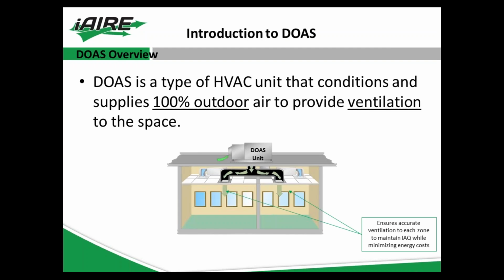So a DOAS unit is an HVAC unit that conditions and supplies 100% outside air. This is going to do all the ventilation to the space. So a true DOAS system is 100% outside air. We will talk about how you may use recirculation or a portion of return air when necessary. iAIRE can do anything between 0 and 100% outside air for their DOAS units, and we'll touch on that briefly.